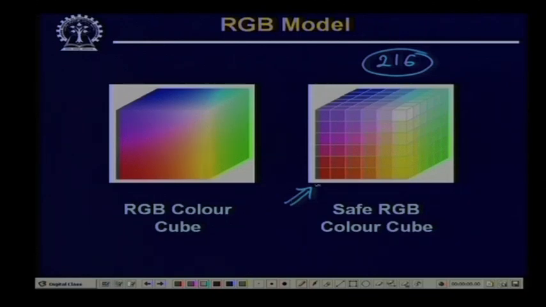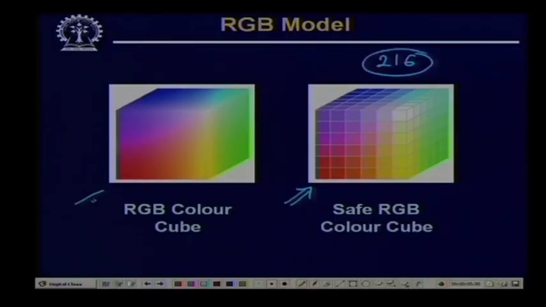Here we find that we have 6 different shades of each of the colors, that is red, green and blue, and using these 6 different shades we can generate up to 216 different colors. These 216 different colors are known as safe RGB colors because they can be displayed in any type of color monitor.